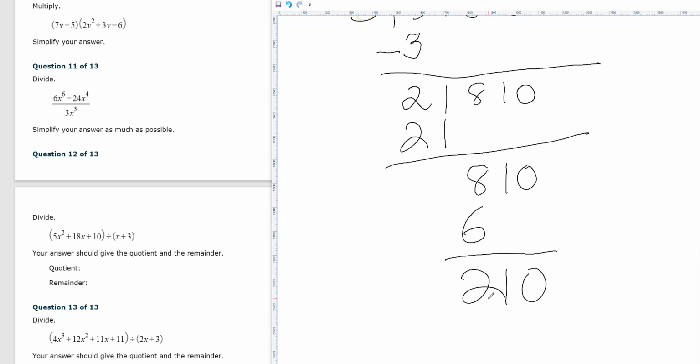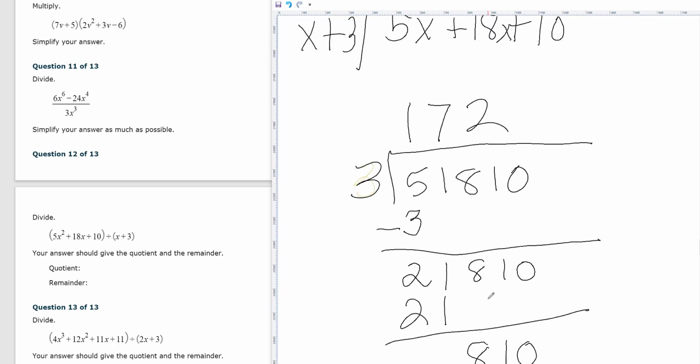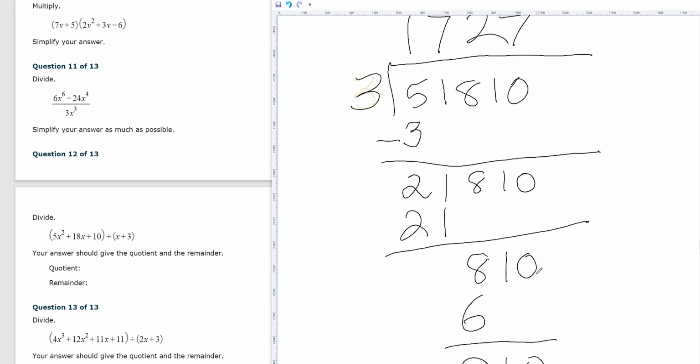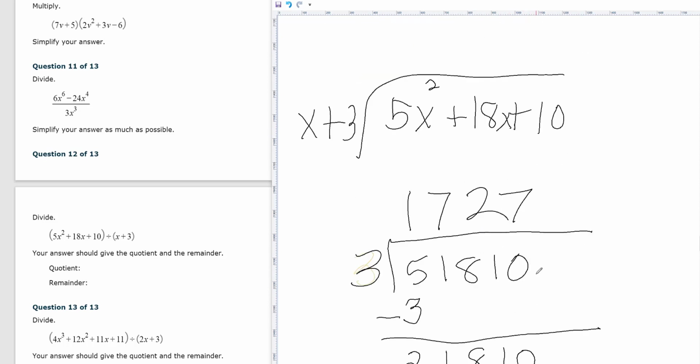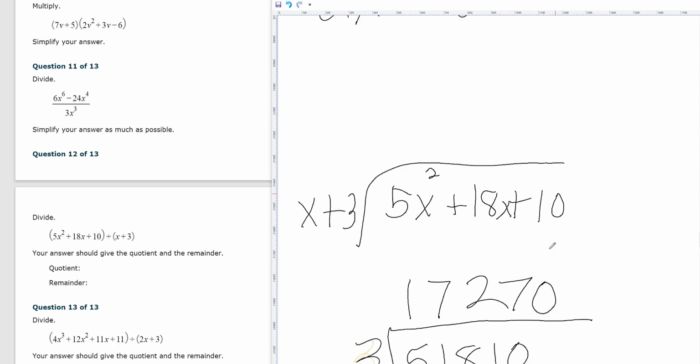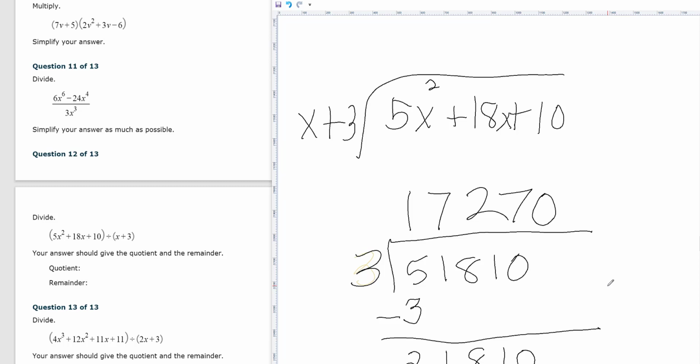Three goes into 21 7 times. 21. Bring down the 0. Now, because there's an extra 0 here, this 0 is going to end up in my answer up here. And you can check that on the calculator, and you can see how that divides 3 into 510, 170.